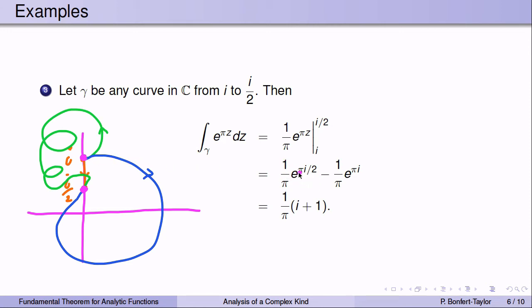So we get 1 over π times e to the πi over 2, and subtract from that 1 over π times e to the πi. But e to the πi over 2 is i, and e to the πi is -1, so that we get 1 over π times (i + 1).